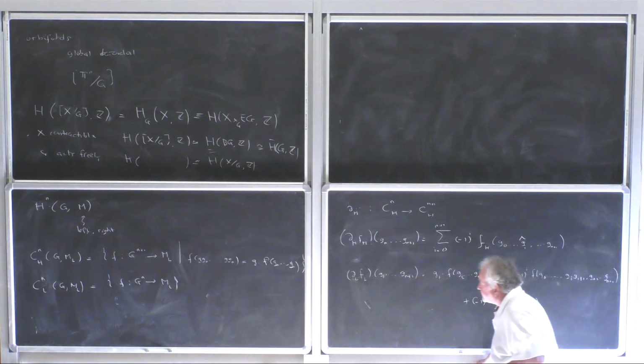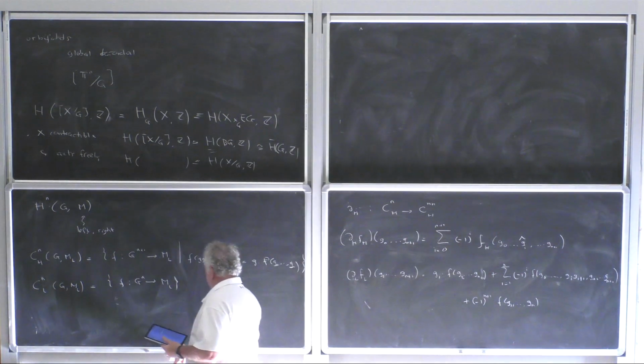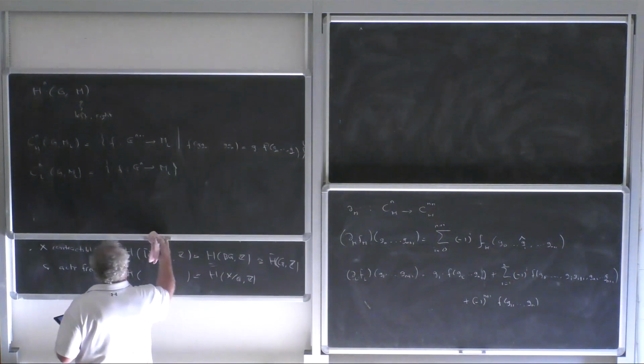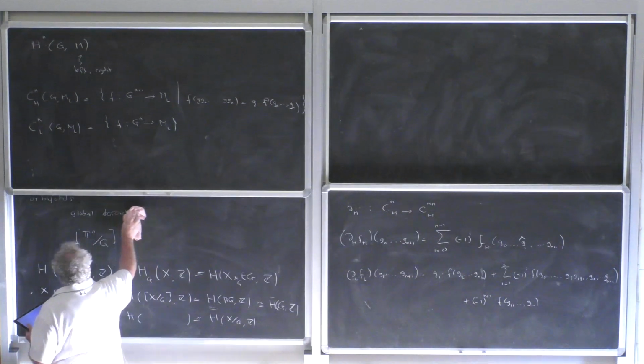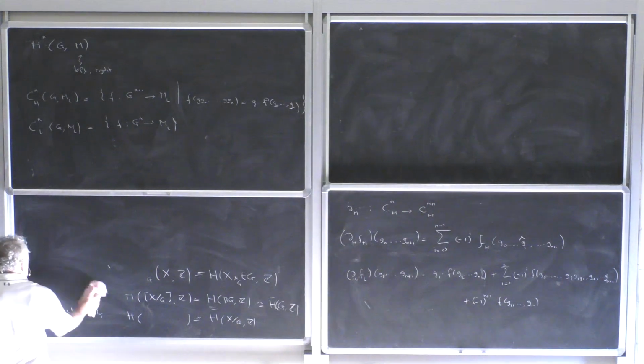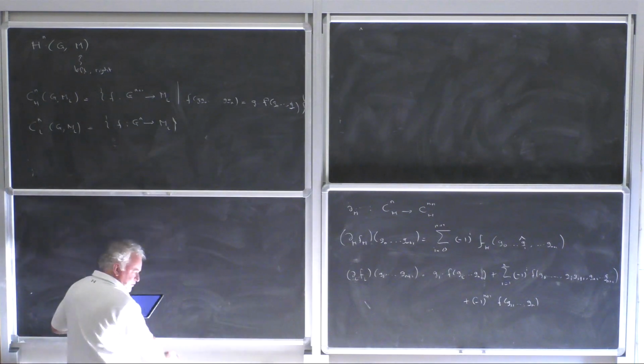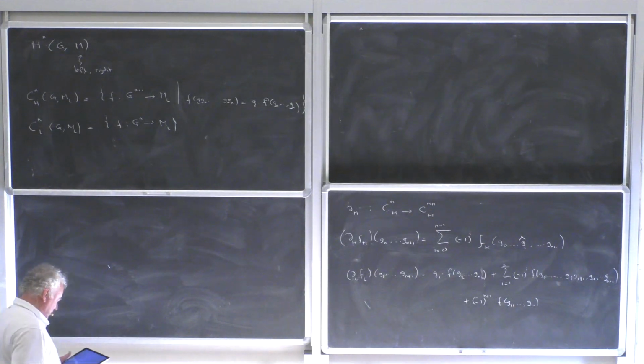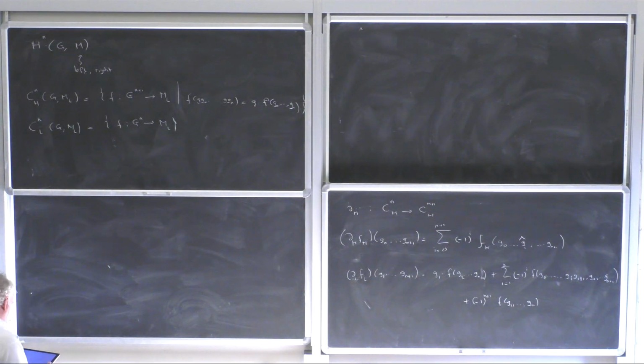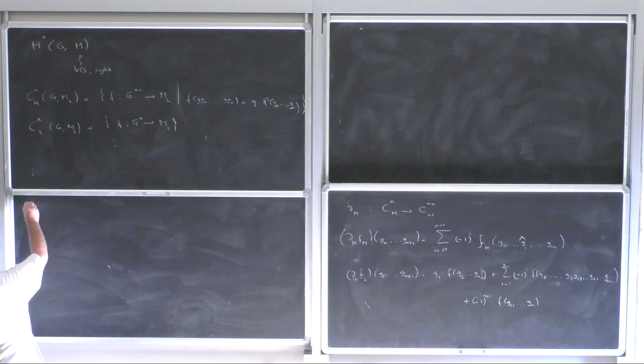Okay. Now I could write down the explicit isomorphisms between these cochains and therefore between the cohomologies, but I won't do that. I won't be using that much detail anyway. But I just want to formulate a theorem.